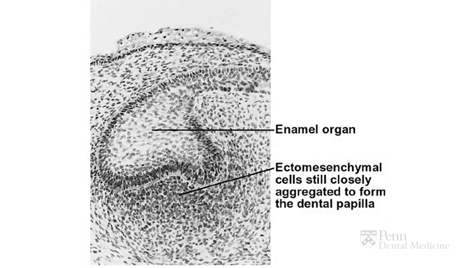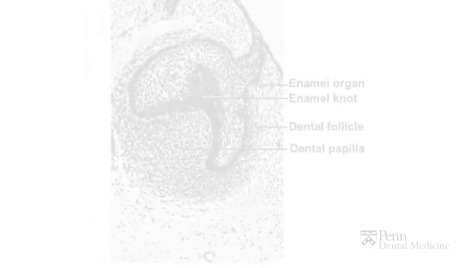This image shows us the early cap stage of tooth development. We can see that the tooth bud has taken on more form. The epithelial cells are denser and thicker, and the underlying ectomesenchymal cells are also starting to aggregate. The epithelial cells and the underlying cells are constantly signaling to each other to create tooth formation.